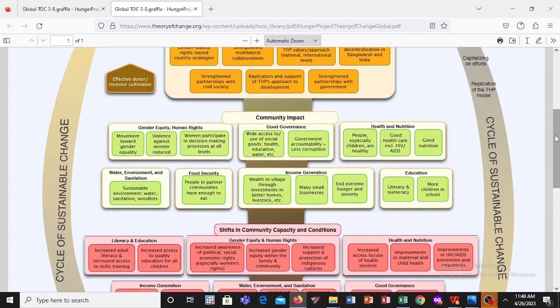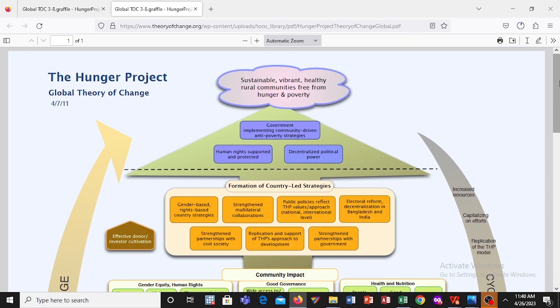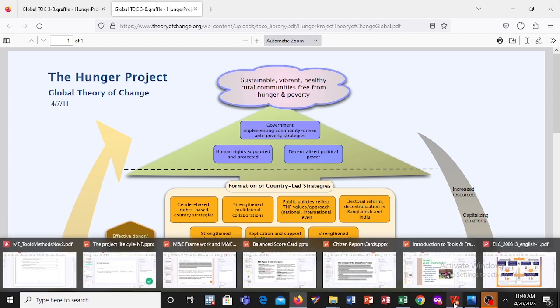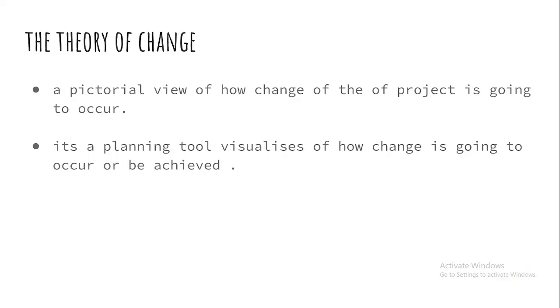And this is actually, if we achieve these outcomes, this is leading to the change you hope to achieve. So that's basically it. This is the Hunger Project. But you can understand more in my video, look it up in my video about the theory of change. So that is it about the theory of change.